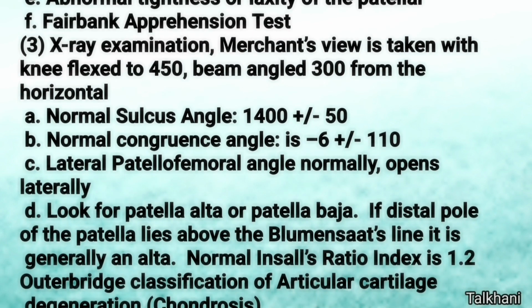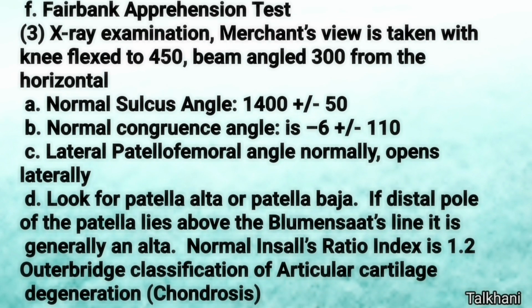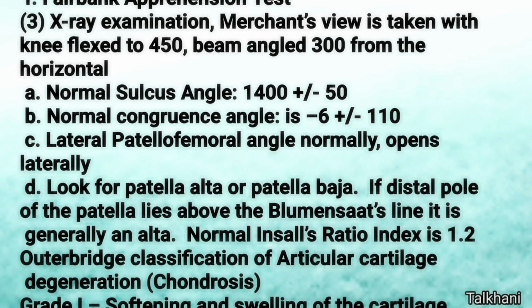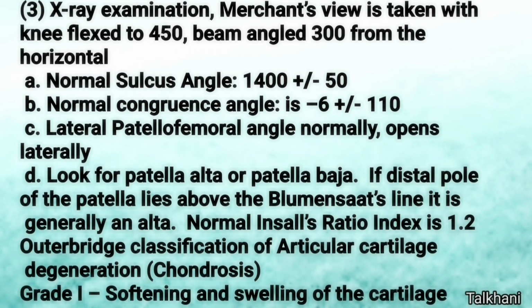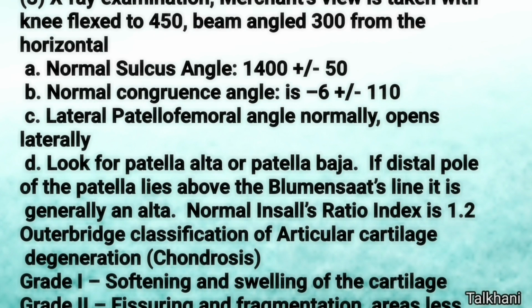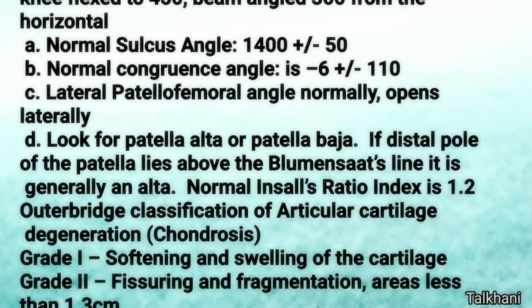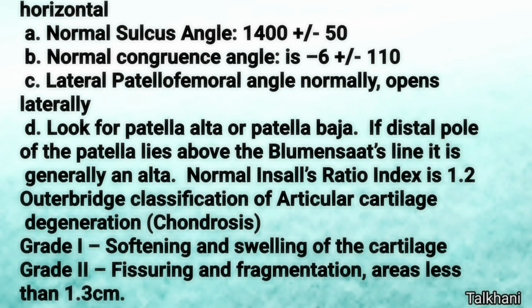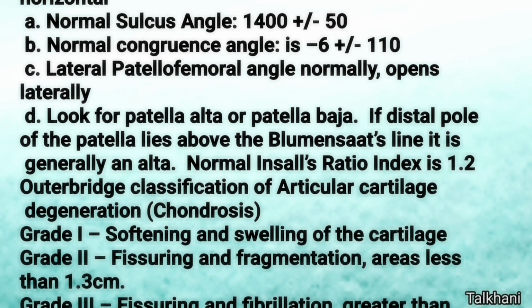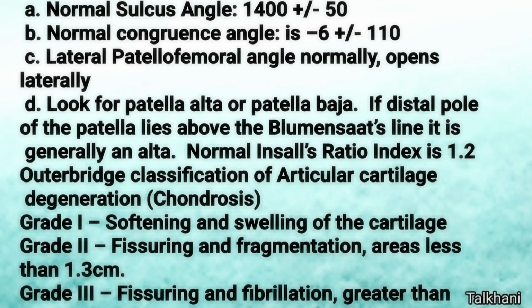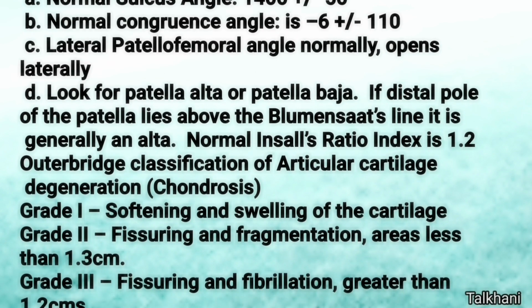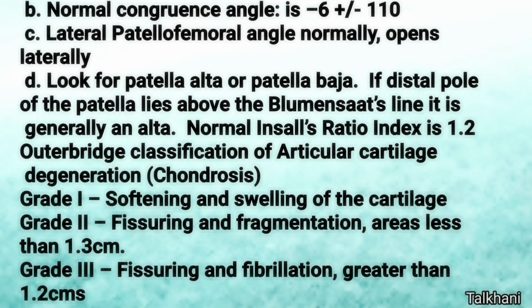Medial and lateral patella glide test. Normal glide is 1 to 2.5 quadrants at 30 degrees of knee flexion. If it is greater than 3, it is abnormal. Patella may be abnormally tight or abnormally lax. Fairbank apprehension test may be positive in recurrent dislocations of patella.